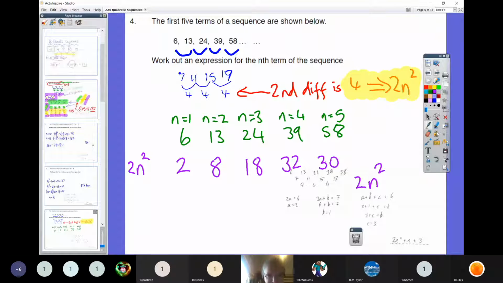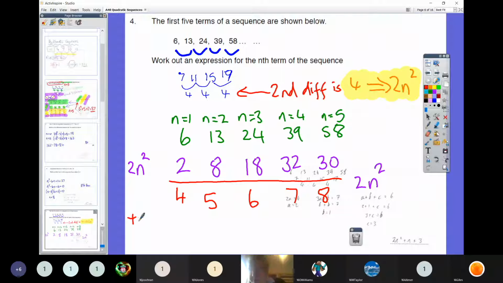But I need to get to the green line. So what do I still need to fill in? What is the gap that's still remaining? And that's 4, 5, 6, 7, and 8. Now that's nice. That's really just going up in 1s. So all I need here is a single n.